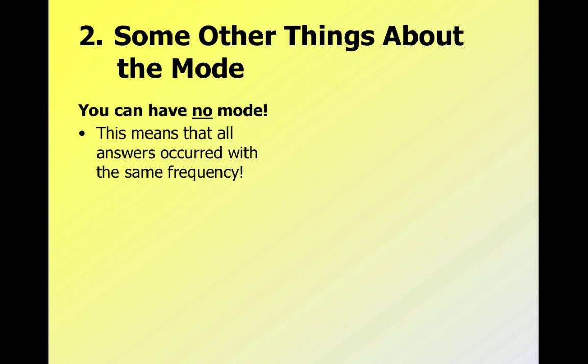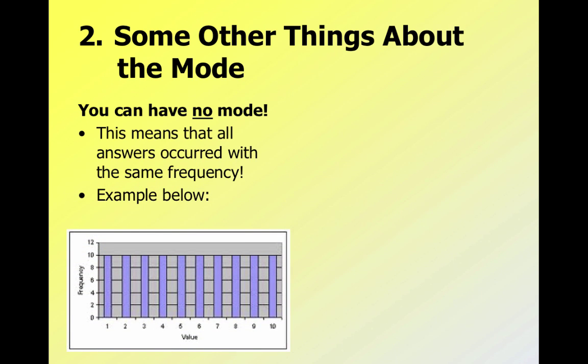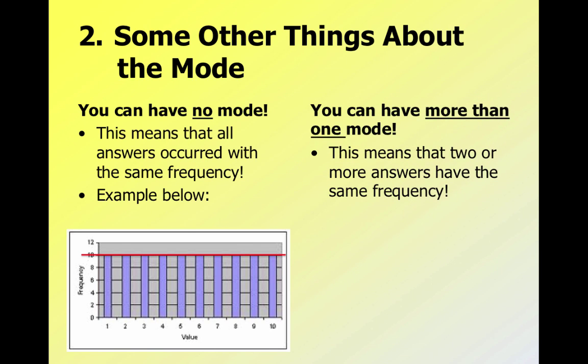Some other things about the mode. It is possible to have no mode. So for example here, we have values from 1 to 10. We see that every single value between 1 and 10 had a frequency of 10. So in this case, because they all have the same frequency, there is no one answer that is most common. So there is no mode. It would not be appropriate to say that all of them are the mode, because there isn't one that occurs most frequently.